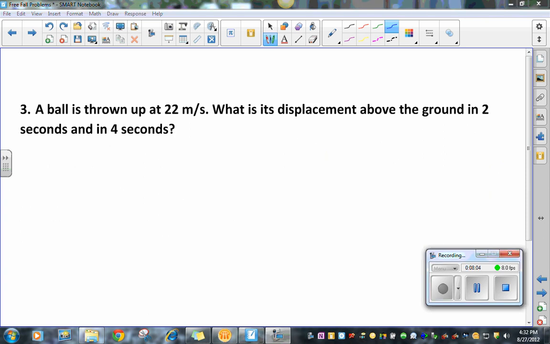So let's try this last question. A ball is thrown up at 22 meters per second. What is its displacement above the ground in 2 seconds and in 4 seconds? All right, I'm going to pause this so that you can list your variables of your knowns and unknowns. There's really 2 problems here. And then I want you to write down the formula, put everything in, and then try to solve it to see what your answer is. Go ahead and try that.